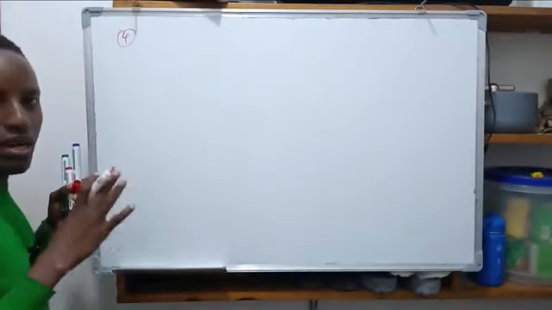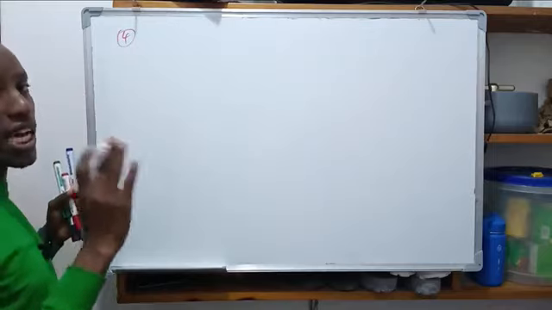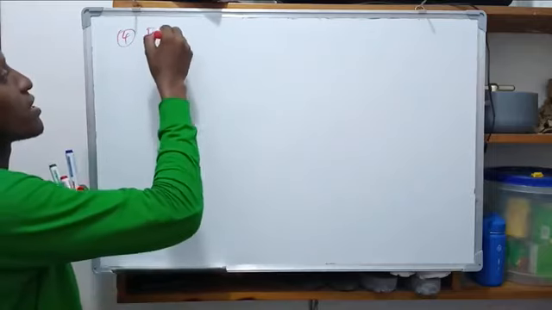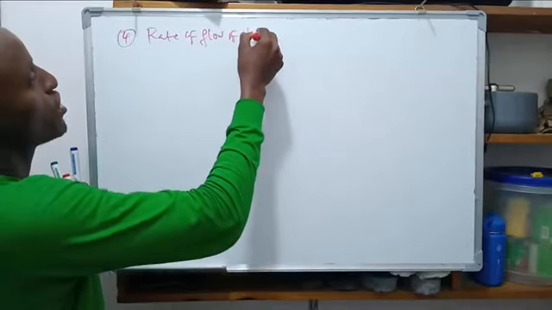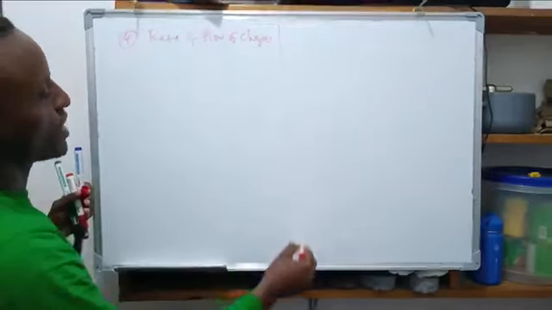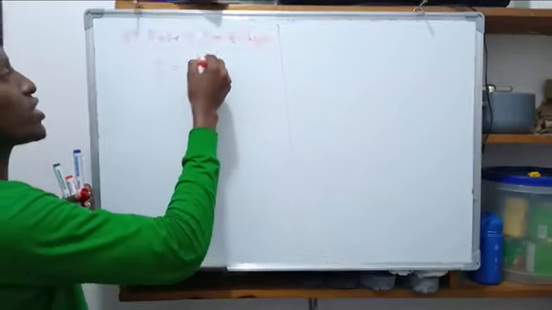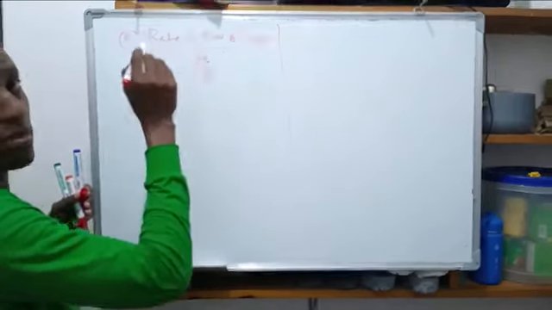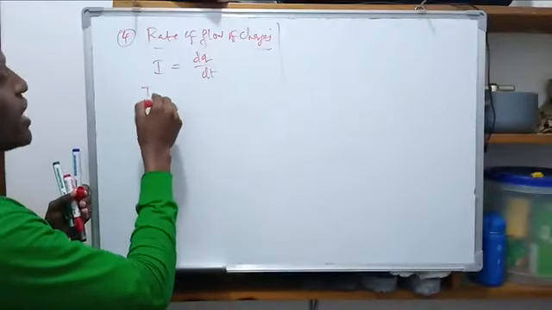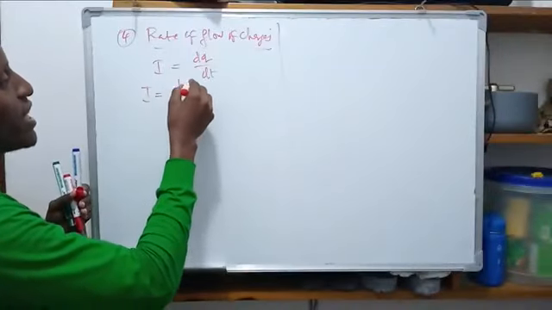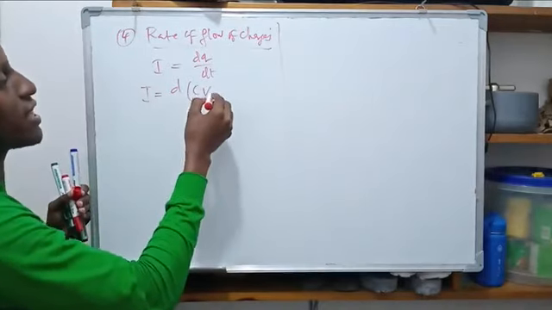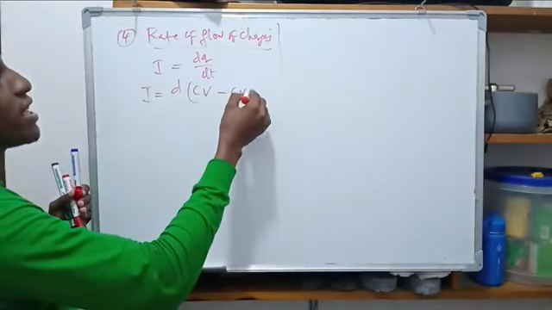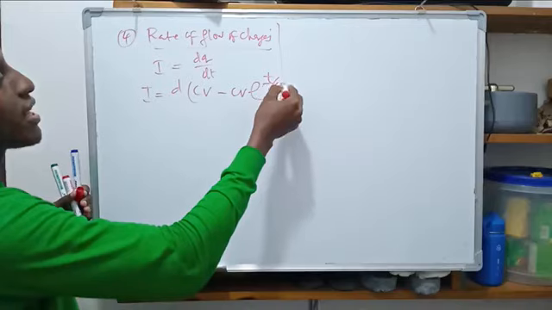Those are the questions coming. Cases to consider are the cases now. The rate of flow of charges, meaning current, is the charge flowing per time. So the rate is the differential of CV minus CV e to the negative t over CR.